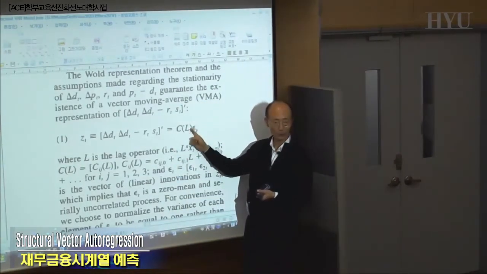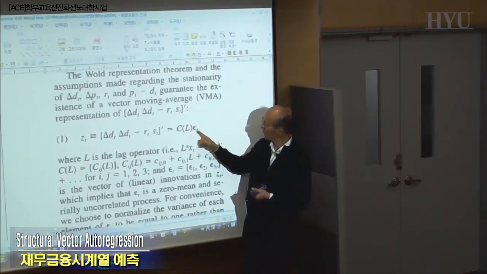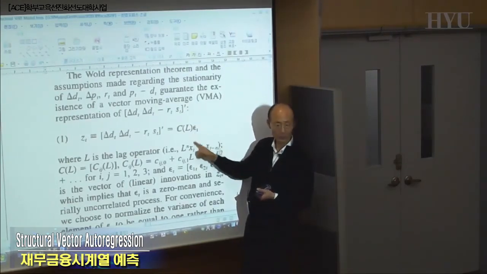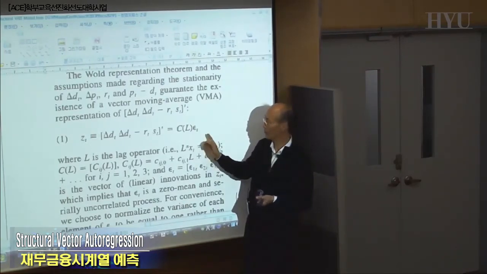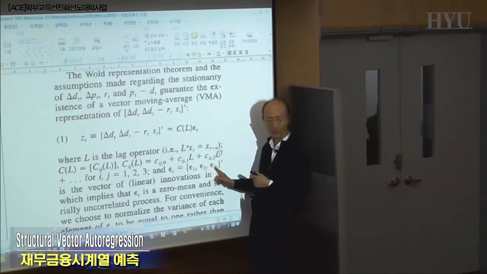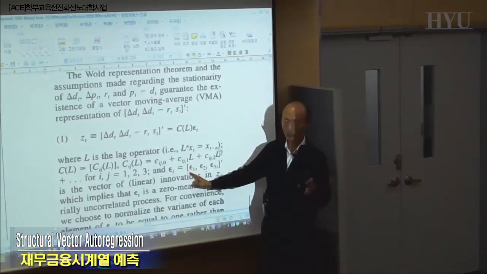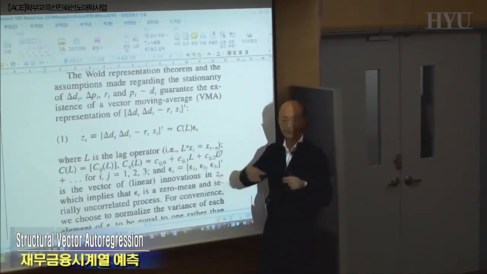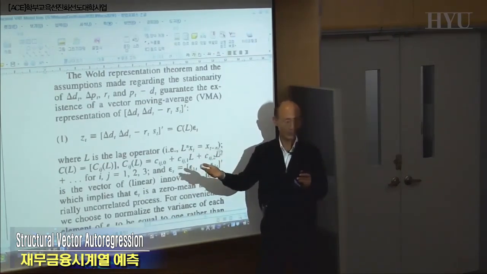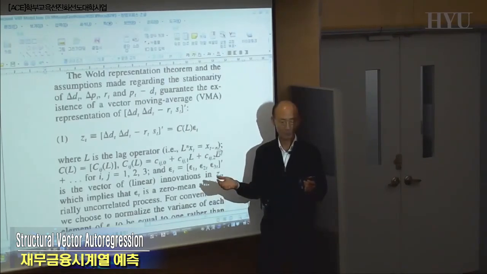This is the structural form. But you have now 3 errors here, right? Innovations. So they give some particular interpretation on these 3. The first one is fundamental or real shock. The second one is sort of quasi-real shock. The third one is nominal shock. Okay?